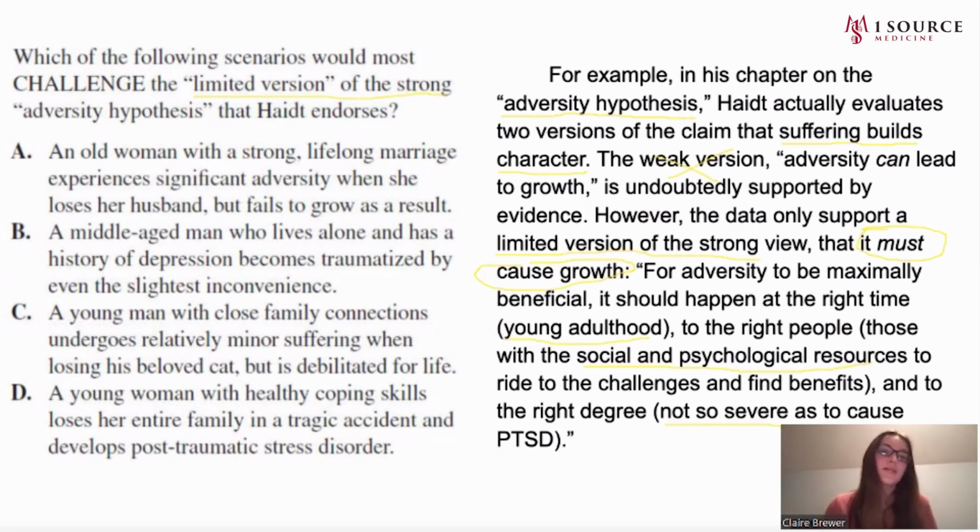So looking at the answer choices, the first one is an old woman with a strong lifelong marriage experiences significant adversity when she loses her husband, but fails to grow as a result. So right away, that's an old woman and significant adversity. So that already violates two of the claims in this limited version. So that's not really a viable answer choice because it doesn't follow his hypothesis, so it can't really challenge his hypothesis.